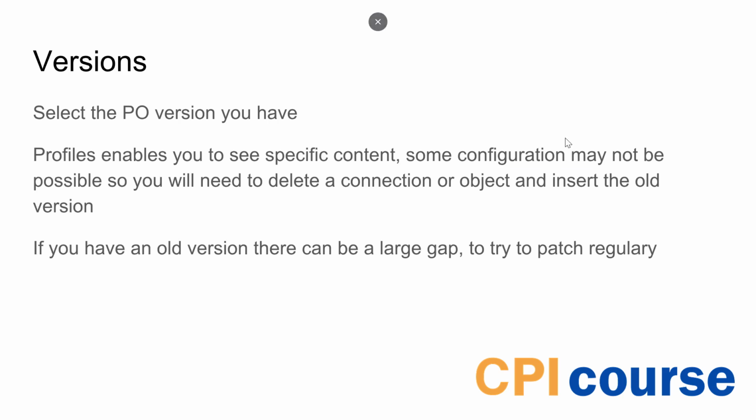So you want to select the version of PI or PO that you have, the correct profile, and then be sure to minimize the gap or apply service packs often, so you don't get something that's 3 months or a year old and have to update all the different elements in the iFlow. It's better to keep it updated and migrate or update often.